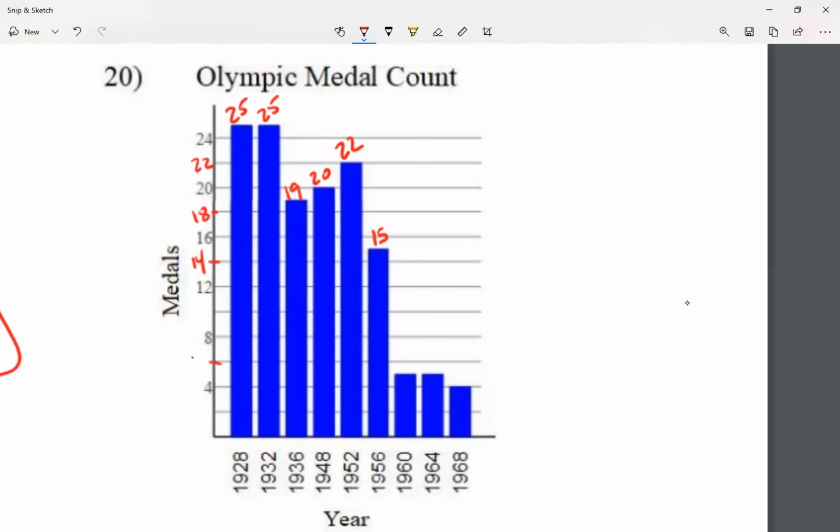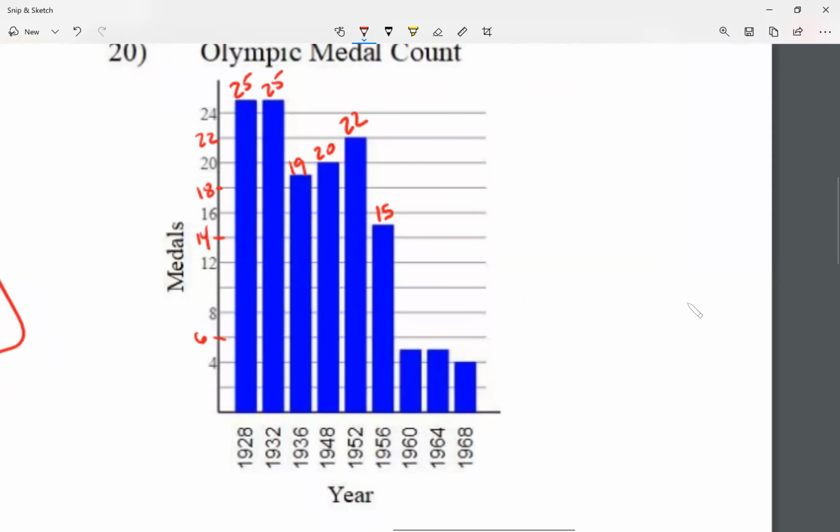I'm going to say this is 6, right? In between 4 and 8, the number right in between is 6. Now, 1960, it's higher than 4, but less than 6. I don't think we need to think much. A number that is more than 4 but less than 6, wouldn't that be 5? The next one goes up to 5, and this next one goes up to 4.